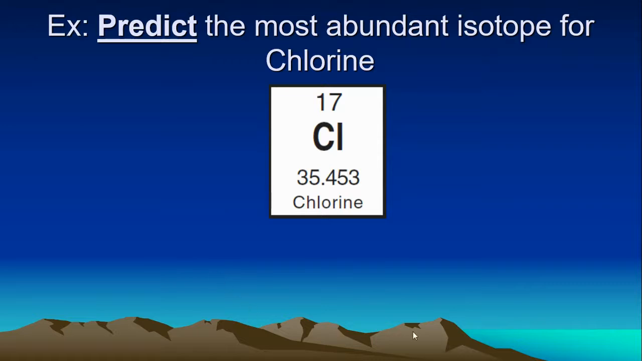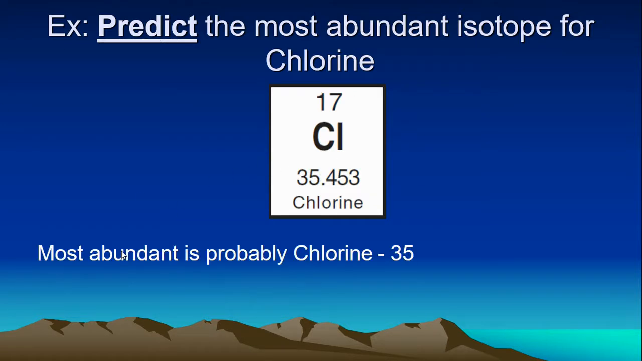So if you were to look at chlorine, and you were to predict the most abundant isotope for chlorine, what would it be? So you've got chlorine, and its average atomic mass is 35.453. If you were to predict what is the most abundant isotope, you would probably predict that it is chlorine 35, because that rounds to 35, so probably chlorine 35 is the most abundant.